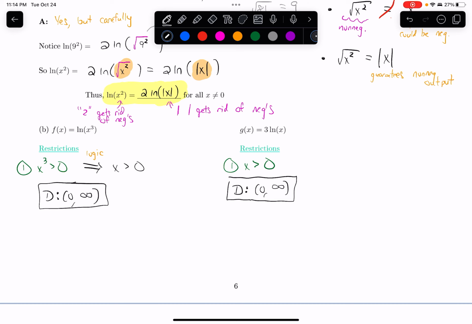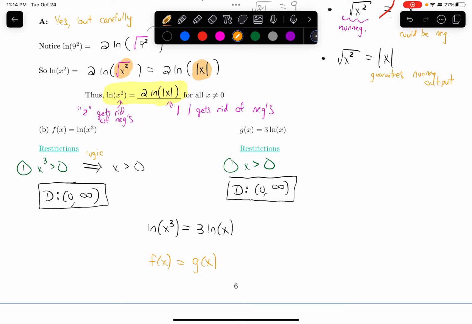Okay, so this time the two functions have the same domain. So because these domains are the same, the power rule does just work as I expect it to. So I can say that ln of x to the third equals 3 ln of x. Like these two functions are in fact equal to one another. So here f of x does actually equal g of x.